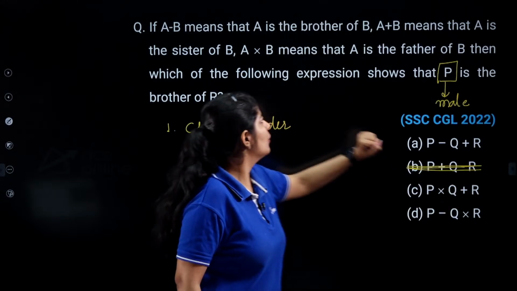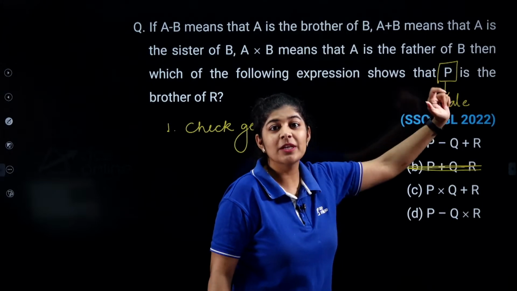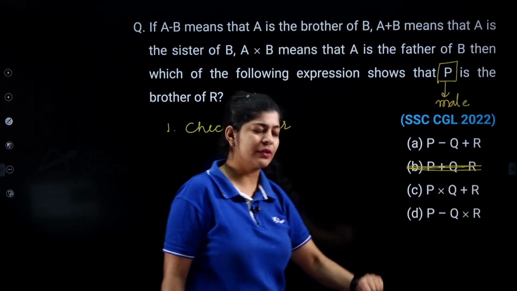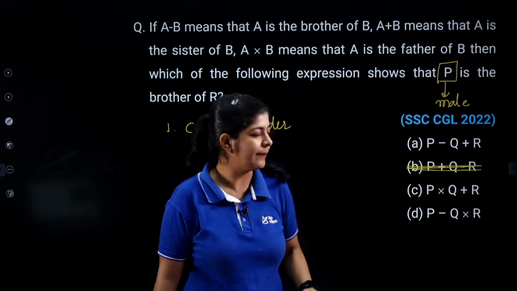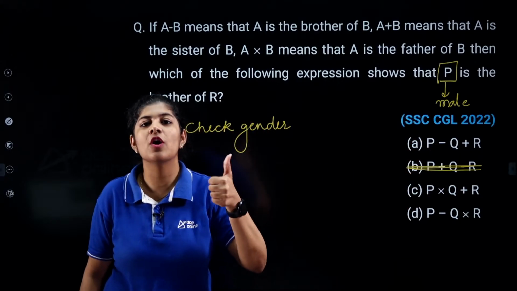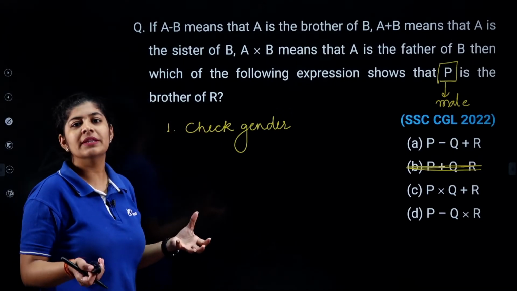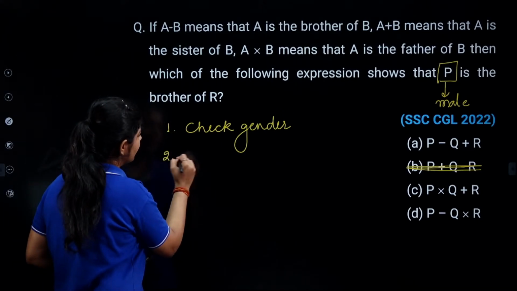P into Q. Where is into? Over here. A is a father, that means P is a father of Q. Okay, and we already checked the minus one. So out of 4 options, we are left with just 3 options because one option is eliminated. Now we can do one thing. We can just simply check the generation gap.